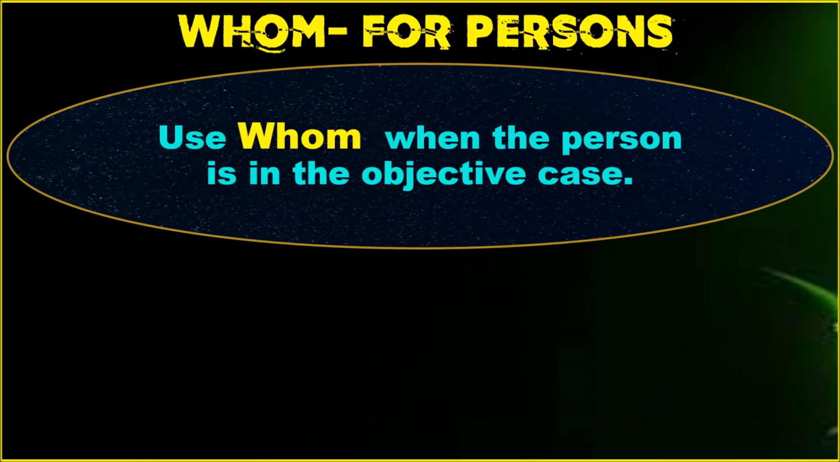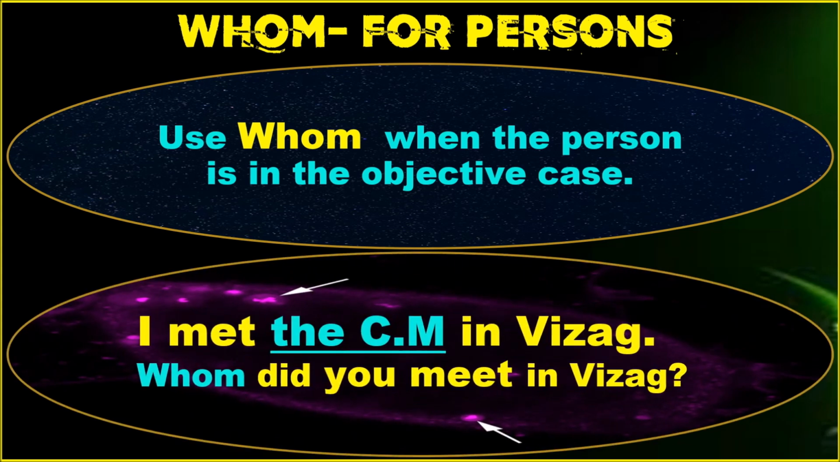Now whom. We use whom when the person is in the objective case. For example, whom do you like in your family? I met the CM in Vizag. So then, whom did you meet in Vizag? This is how you have to ask questions with whom.